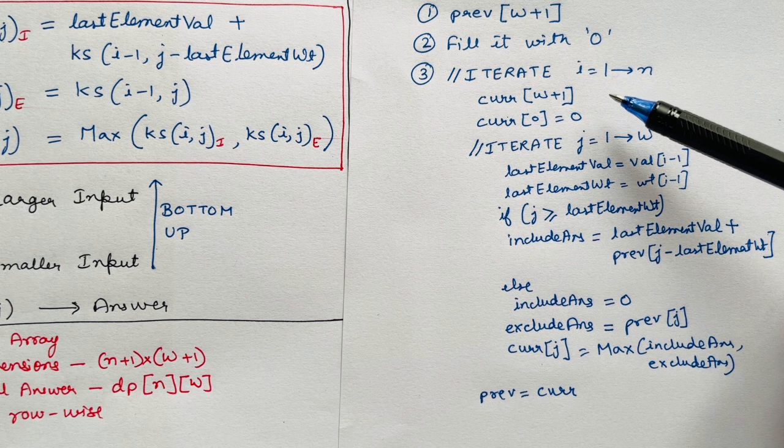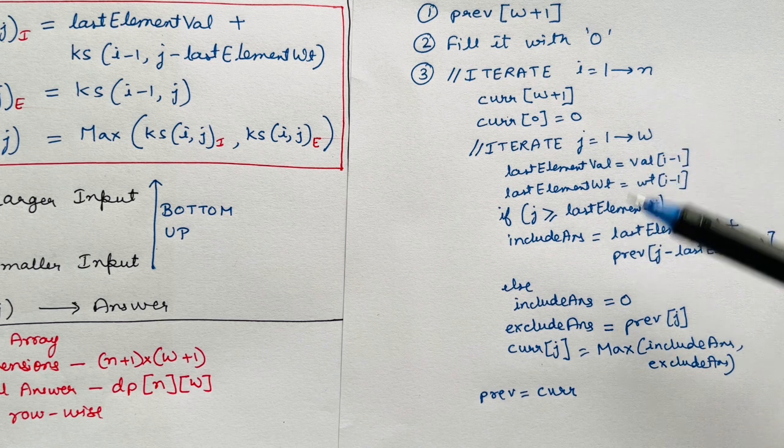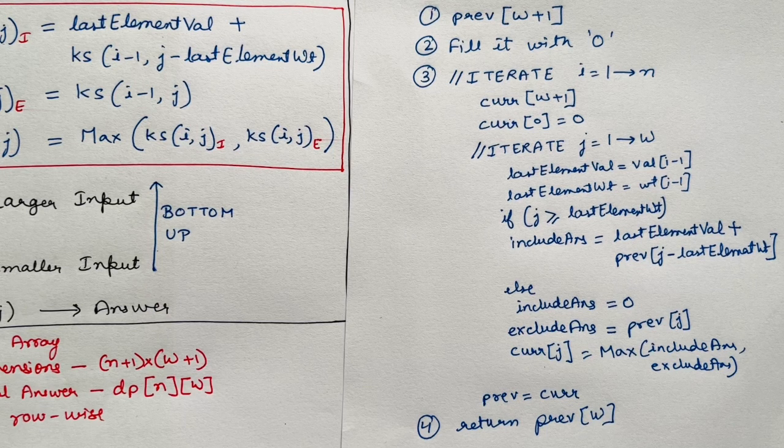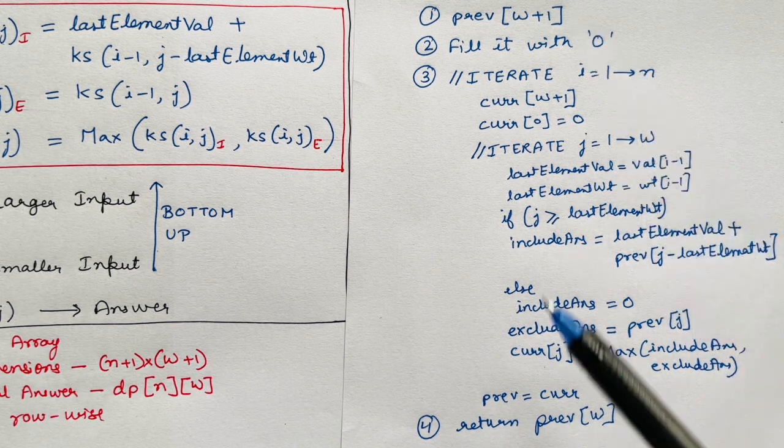And at the end of the final iteration, our current and previous will point to the same last row, and the last element of it will be our answer. So we return previous[W] as our answer. So this completes the space optimized version of the bottom-up algorithm for the knapsack problem.